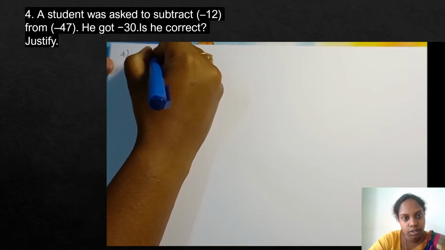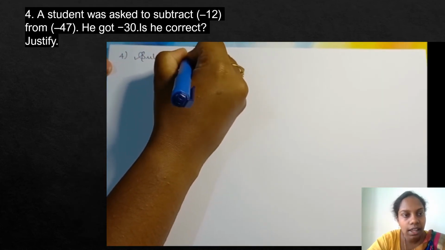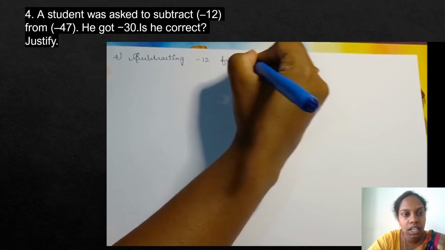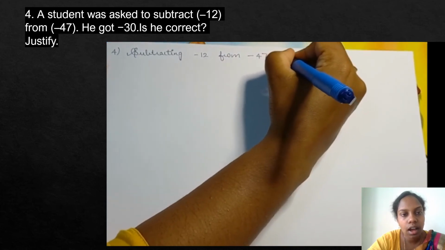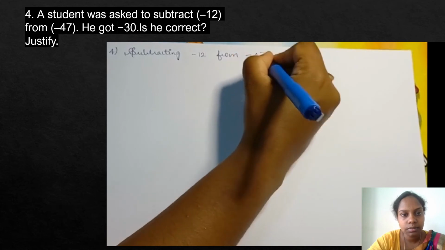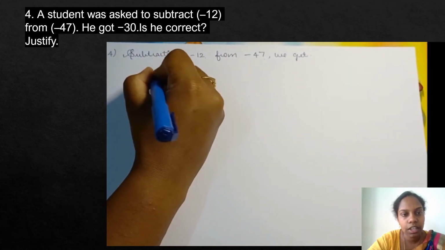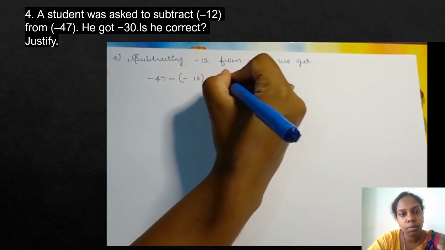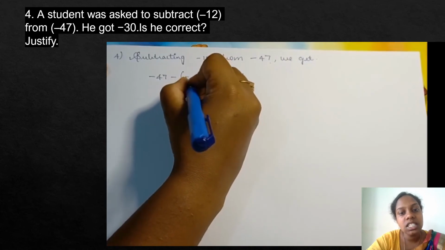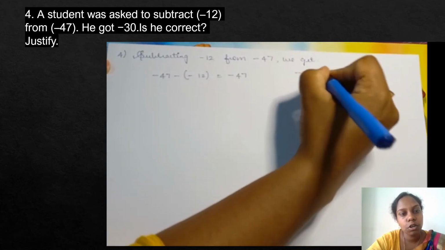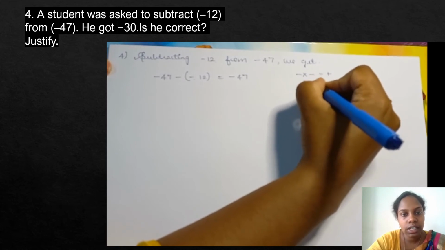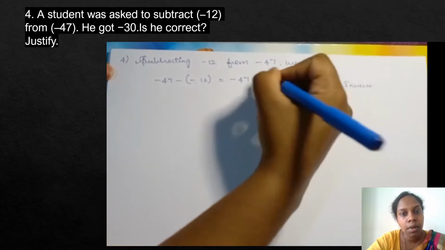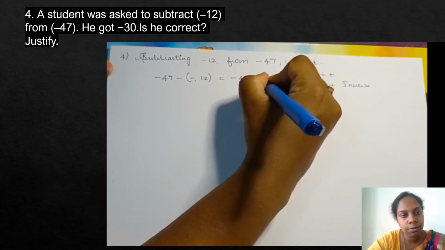Okay, we'll go to the 4th sum. The 4th sum goes like this: a student was asked to subtract minus 12 from minus 47, and he has got the answer to be minus 30. Is he correct? Justify. We have to justify the student's answer. So we'll do the subtraction, subtracting minus 12 from minus 47, and we'll see what we will get.